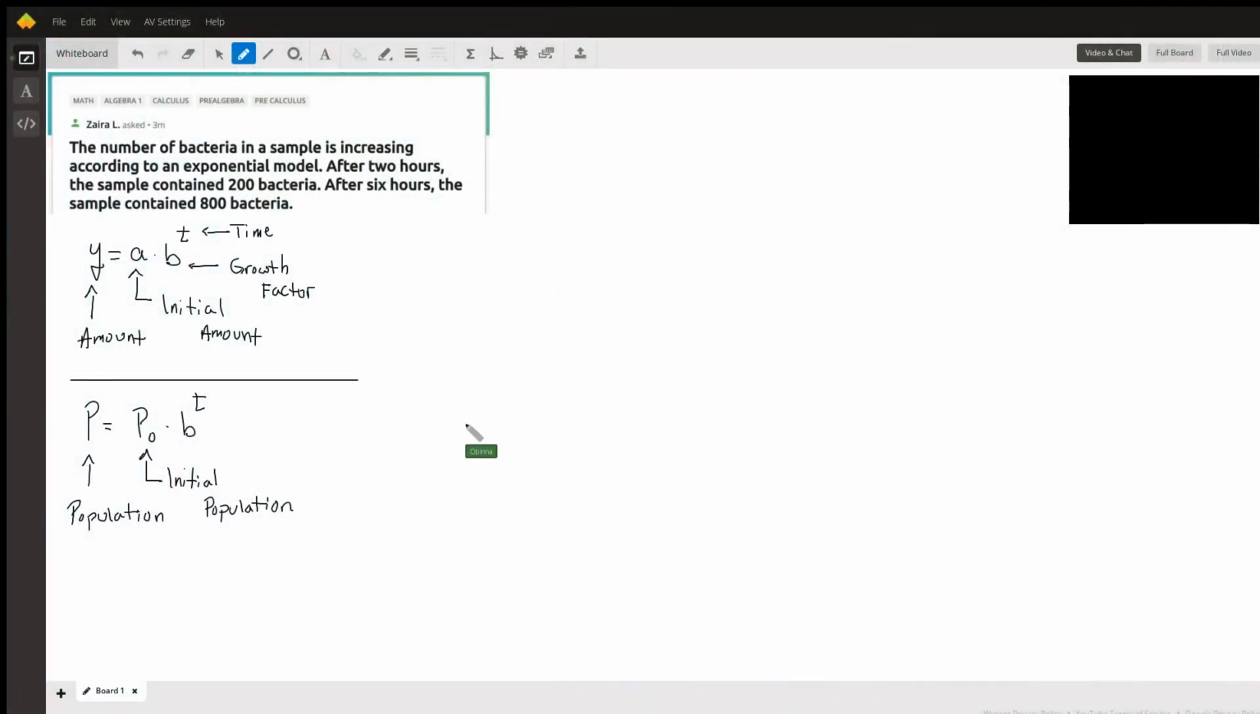Okay, so we want to solve this problem. The number of bacteria in a sample is increasing according to an exponential model. After 2 hours, the sample contained 200 bacteria. After 6 hours, the sample contained 800 bacteria.